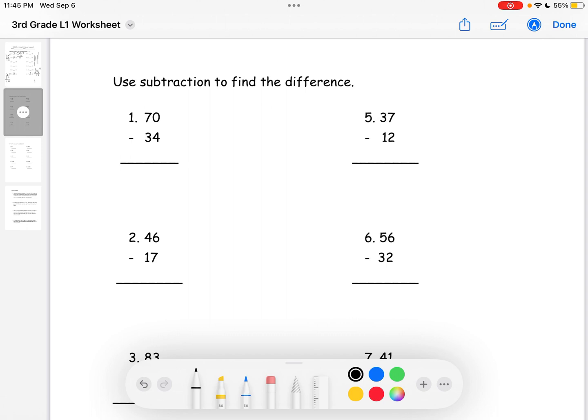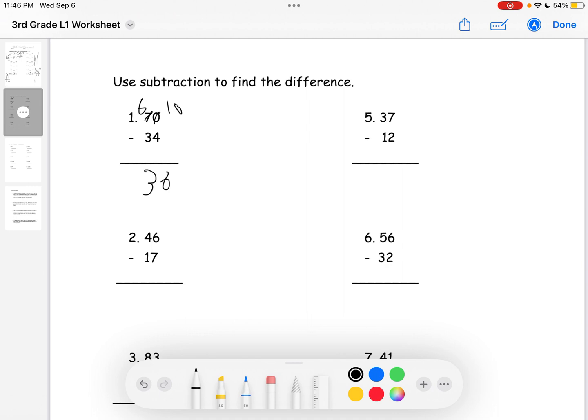Since the 0 is also less than 4, you're going to have to use the number next to it, which is the 7. You want to change that 7 into a 6, and then change the 0 into a 10. 10 minus 4 is 6, so you just write it down here. And then there's a 6 minus 3, which equals 3. So the answer to question 1 would be 36.